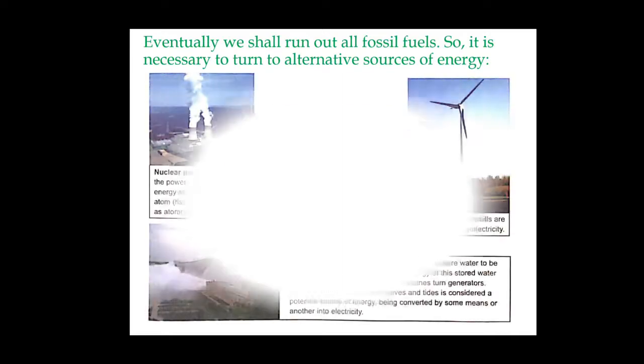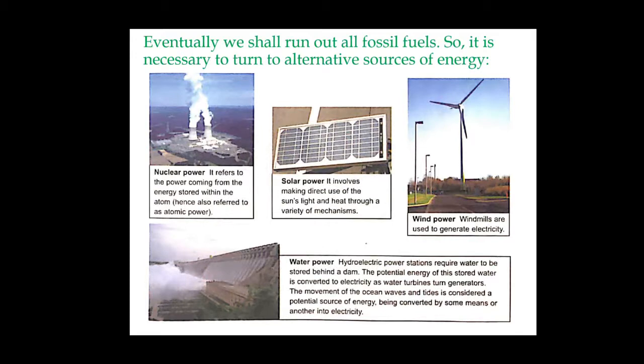What are they? Look at here. Nuclear power. It refers to the power coming from the energy stored within the atom, hence also referred to as atomic power. Then we have solar power. It involves making direct use of the sun's light and heat through a variety of mechanisms. Then wind power. Windmills are used to generate electricity.